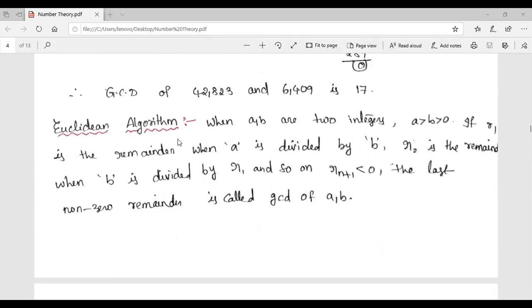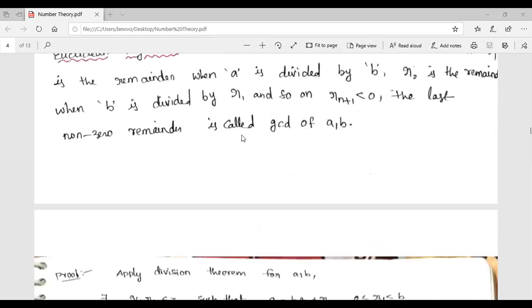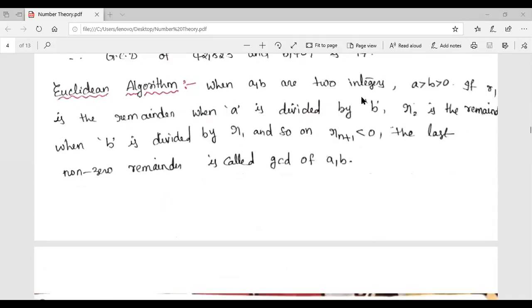Next one, the Euclidean algorithm. When a, b are two integers, a greater than b greater than 0, meaning a and b are positive integers, if r1 is the remainder when a is divided by b, r2 is the remainder when b is divided by r1, and so on, until r(n+1) is 0, then the last non-zero remainder is called the GCD of a, b.